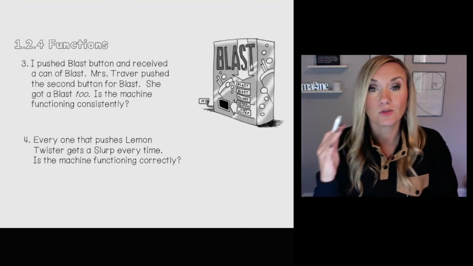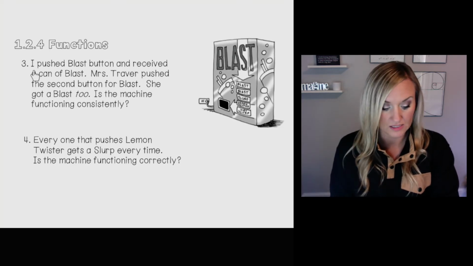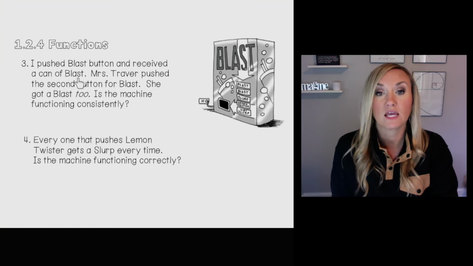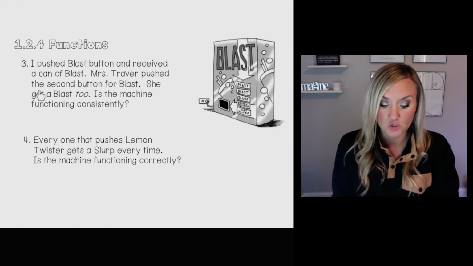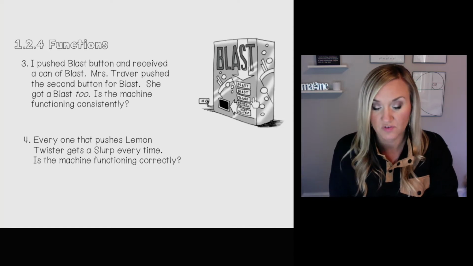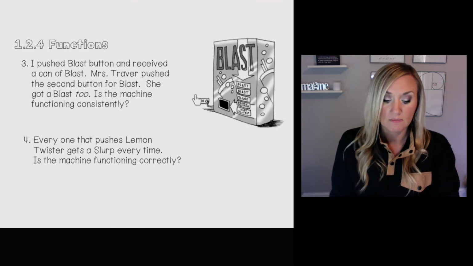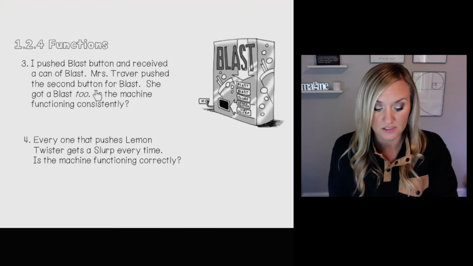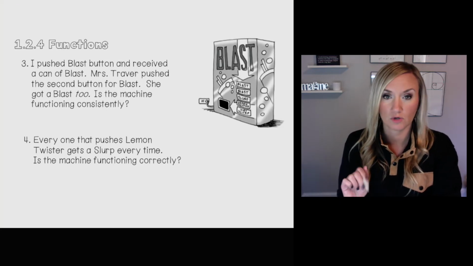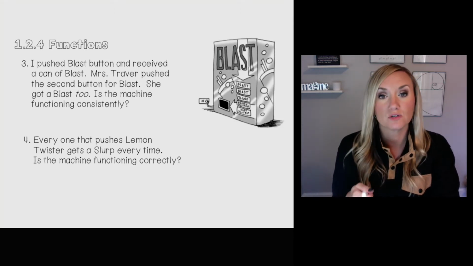So let's take a look at another scenario. Same machine, but number 3 is a little bit different. It says that I pushed the blast button and I received a can of blast. Cool. Mrs. Traver pushed the second button for blast. So if you look at the picture, I have a blast for the first button and a blast for the second button. I pushed the first one, got a blast. Cool. Mrs. Traver pushed the second button for a blast, and she got a blast too. Is this machine functioning correctly? Consistently, right? And that answer is yes.